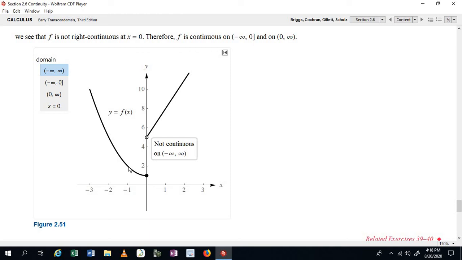So the limit as x approaches 0 appears to be 1. Is that the same as the function evaluated at 0? And the answer is yes. f evaluated at 0 is also 1, right? The limit as you approach 0 from the negative side is 1, and f of 0 is 1, and so it's left continuous at x equals 0. So yes, you would include the 0. So it's certainly continuous on this interval, right? From negative infinity up to 0, including 0.